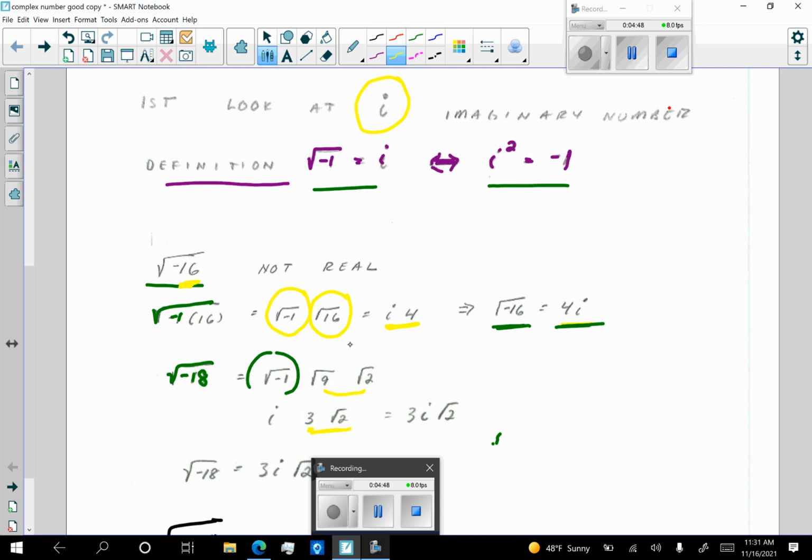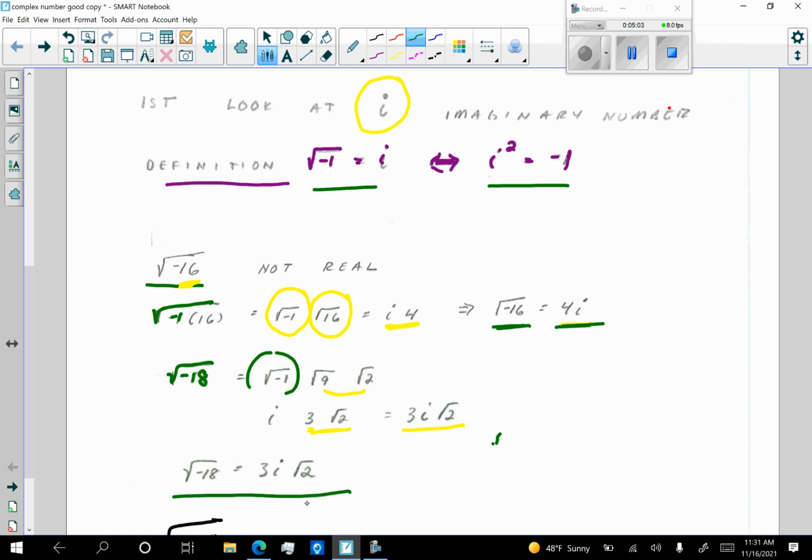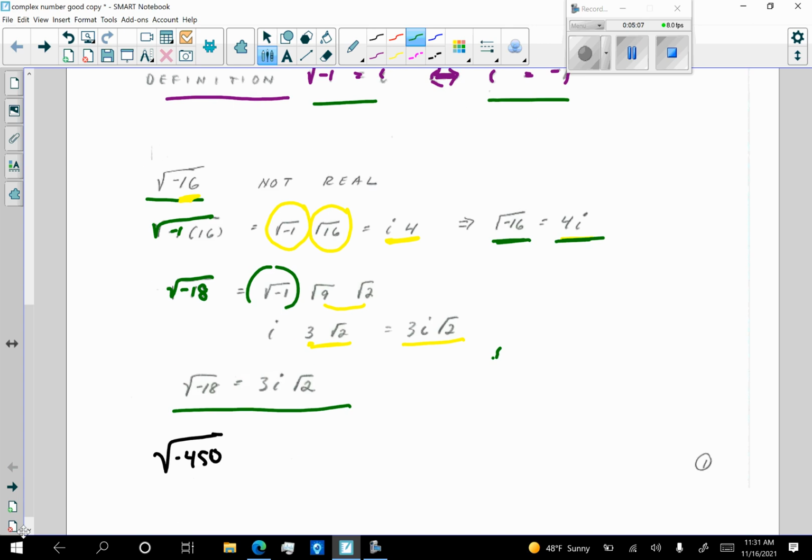This is old geometry here. And the square root of -1 is i. So what does that tell me that the square root of -18 is? 3i square root of 2. So the square root of negative 18 is 3i square root of 2. Who would have thought? Let's do another example here, one that's not worked out.